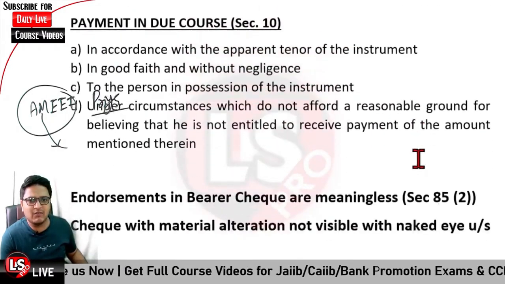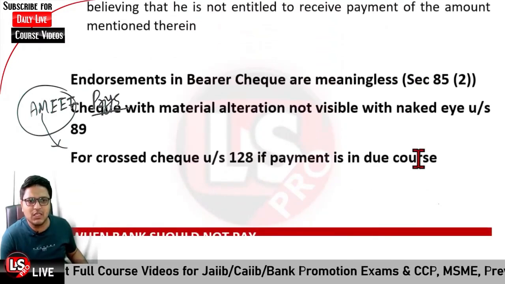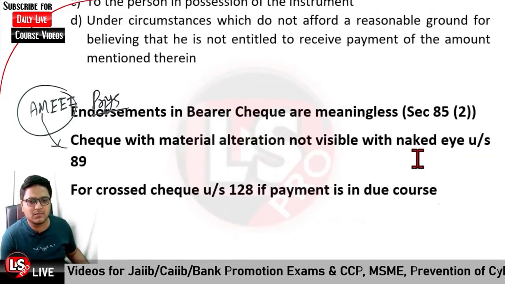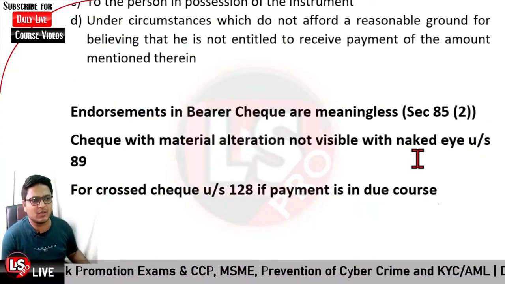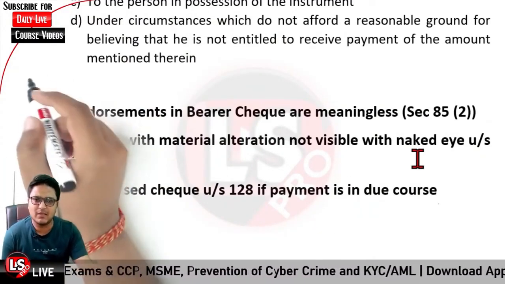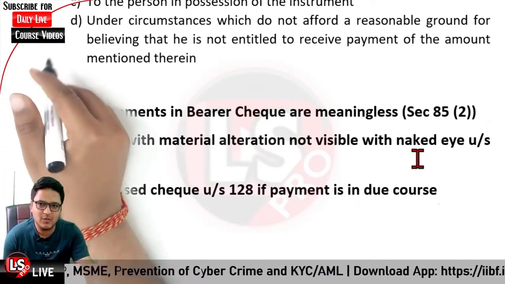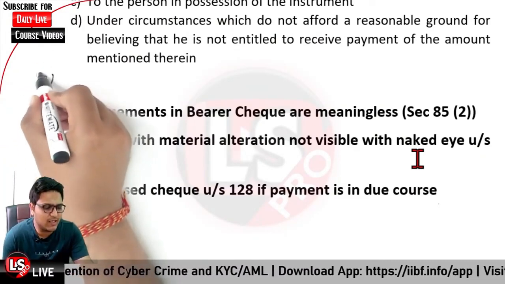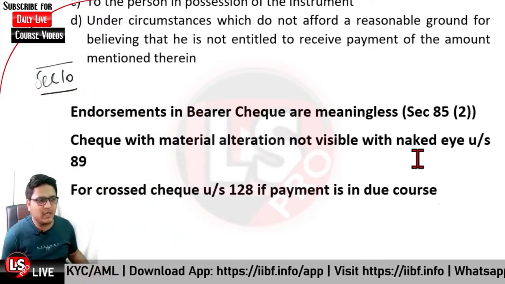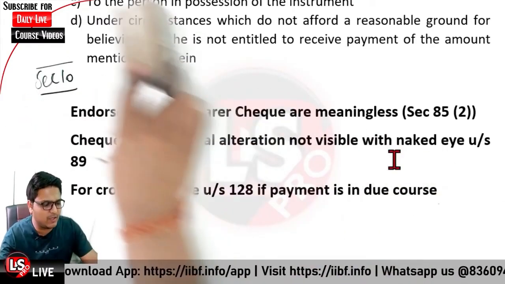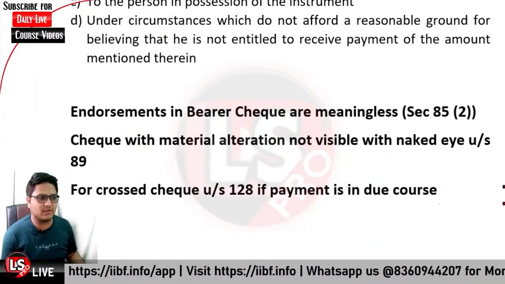Okay, section 10 we already covered. So these were the provisions that provide protection to the paying banker. Under which section? Let us just repeat. Section 10 was regarding the payment in due course. Let me repeat all the sections from the starting itself.